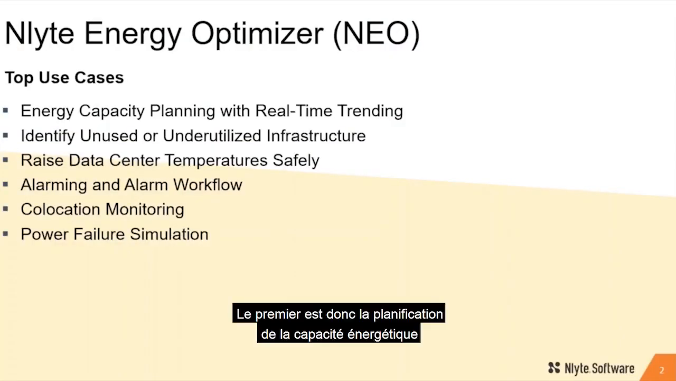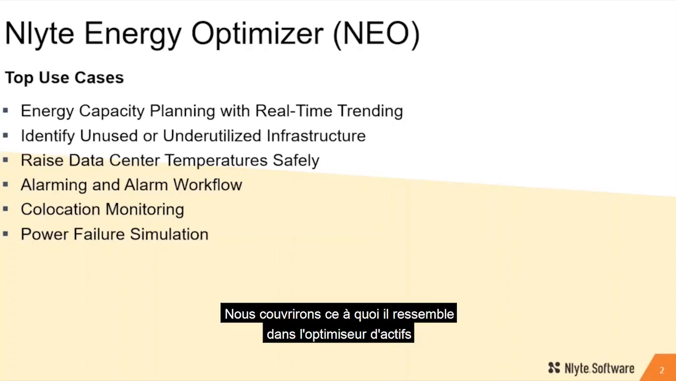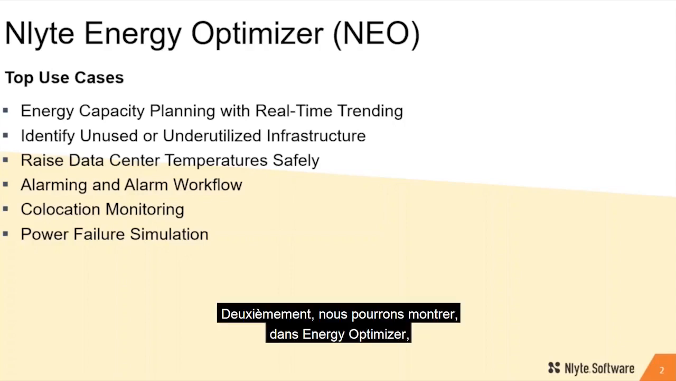So the first is energy capacity planning with real-time trending. We'll cover what it looks like in the Asset Optimizer when you add the real-time energy monitoring of Nlyte Energy Optimizer to really complete the package of a full DCIM suite application. Secondly, we'll be able to show within Energy Optimizer unused or underutilized infrastructure.